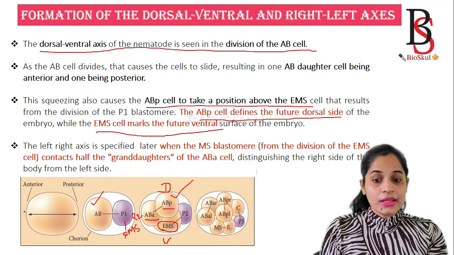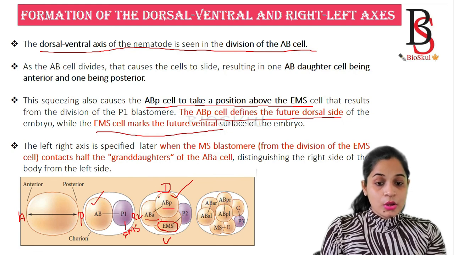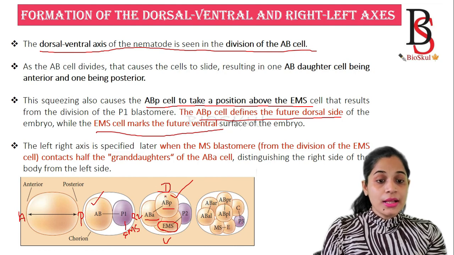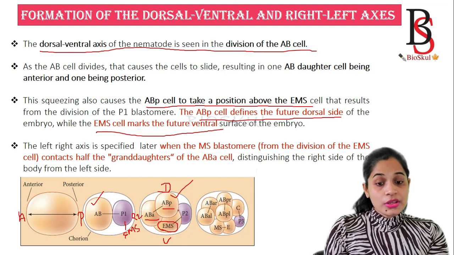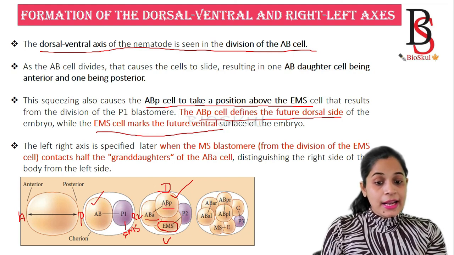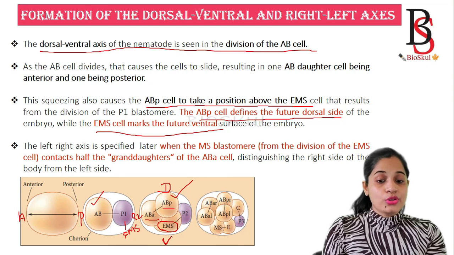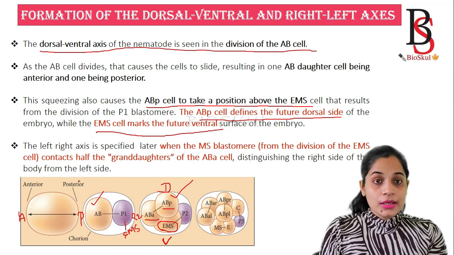Okay, now you get it. This one is the anterior end and this one is the posterior end. When the AB cell divides, one of the daughter cells occupies the anterior position, and the other one is posterior. The posterior daughter cell occupies a position just above the EMS cell, and this ABP cell defines the future dorsal side, whereas the EMS cell defines the future ventral side of the nematode.